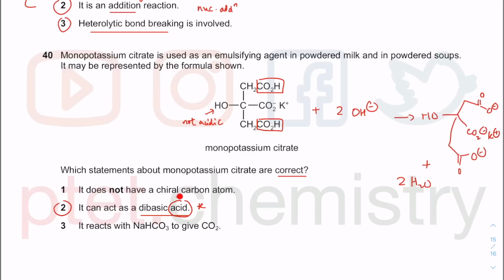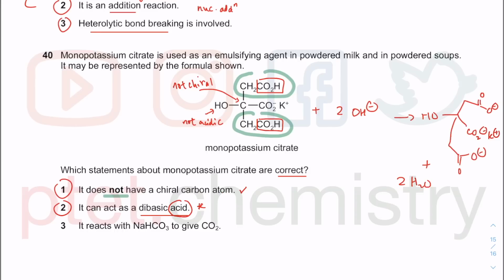It does not have a chiral carbon. This is a negative statement. That is correct because this group, this green color group which I have circled, and that group, they are the same. If they are the same group, this carbon is not chiral. Not chiral because you don't have 4 different groups attached on the carbon. So it does not have a chiral carbon. It's correct. Okay, be very careful.